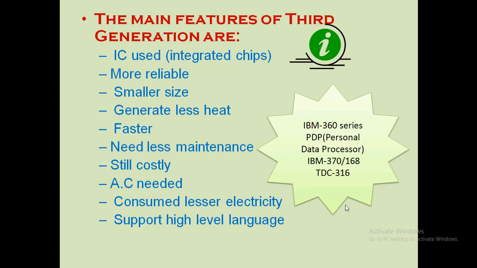In third generation computers, we use high level languages. High level languages are those languages that are understood by the user, like C, C++, Basic, COBOL. These are the languages that we use in third generation computers. Examples of third generation computers are IBM 360 series, PDP personal data processors, IBM 370 and 168 series, and TDC 316 series.